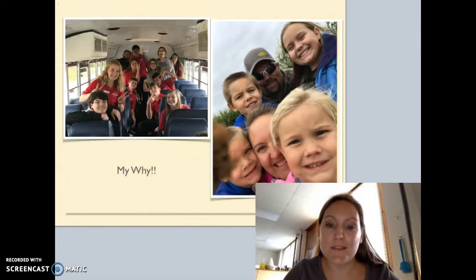Perhaps a bigger reason why I am passionate about emotional intelligence is this picture right here. This is my small little family, my 4 children. I pray that they will be able to leave the safety nest that we have provided here, and I pray that they will be able to leave and enter the workforce understanding emotional intelligence.